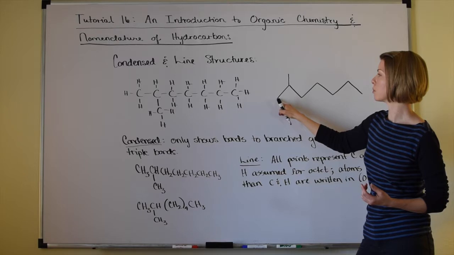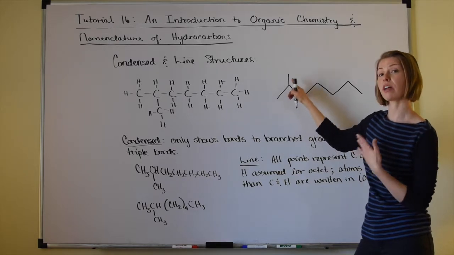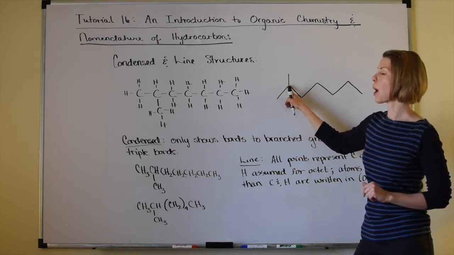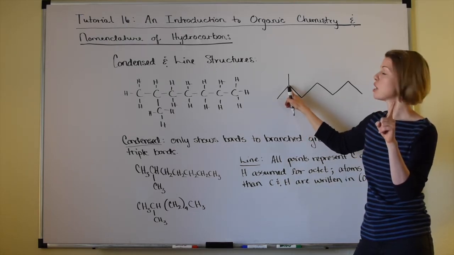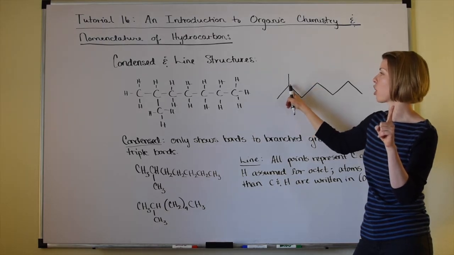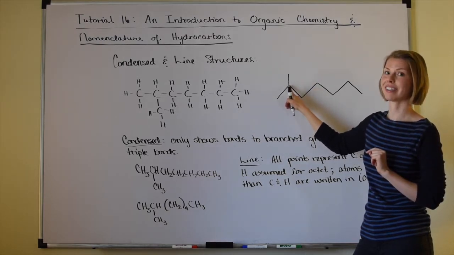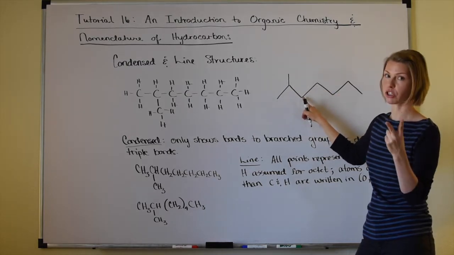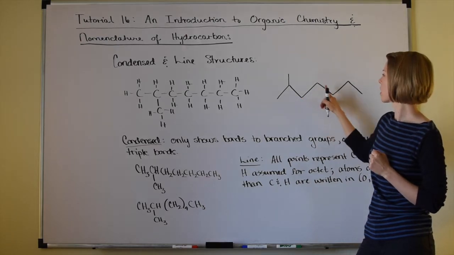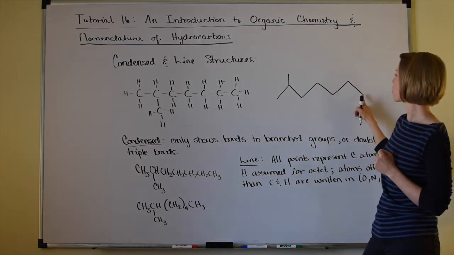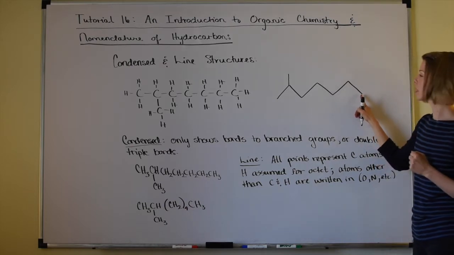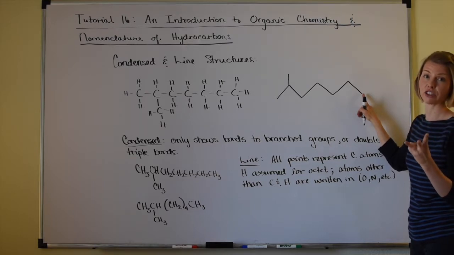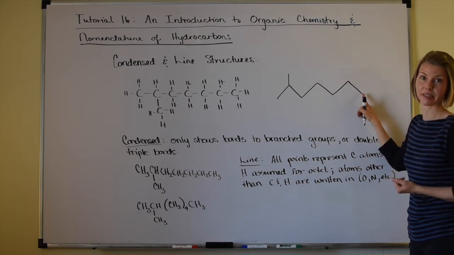It would just be assumed that this carbon, because it's only bound to 1 other carbon, must have 3 hydrogens for octet. This carbon must only have 1 hydrogen because it's bound to 3 carbons. It can only have 1 more bond to hydrogen. This carbon is only bound to 2 carbons, so it must have 2 hydrogens. Same thing with this one, and this one. And then over here at the end, our terminal carbon just has a single bond to a carbon atom, so it must have 3 hydrogens to complete its octet.